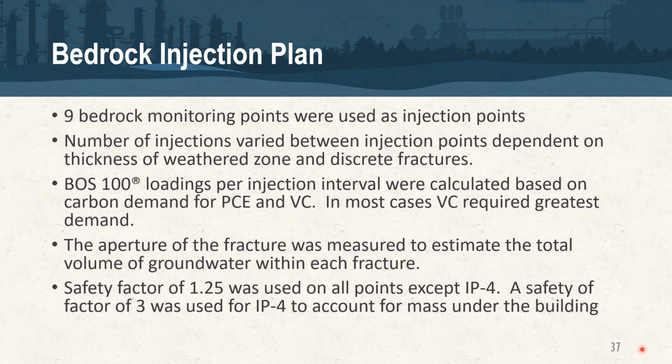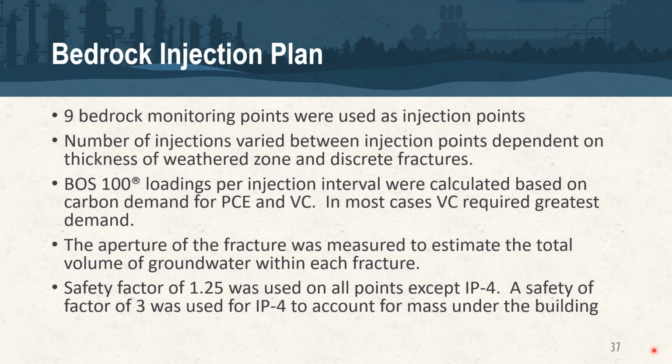So 9 bedrock points were selected for the installation of the material, BOSS 100, at this particular injection plan. The number of injections and slurry densities varied across the site, based on each borehole and vertical interval that was initiated within each point. So utilizing the different CVOCs, with PCE and vinyl chloride as the dominant contaminants of concern, drove the design. Looking at the aperture of each fracture that was identified through geophysics, downhole camera, and pumping tests, using that as a way to estimate the total volume of groundwater needed to achieve proper distribution within each fracture. And finally, safety factors to allow for considerations of mass that may still be present within the system, or certainty of the data.